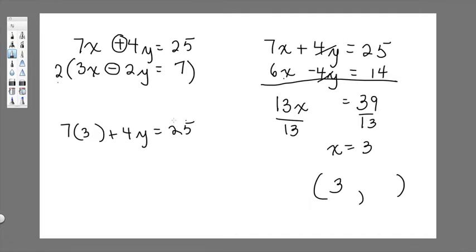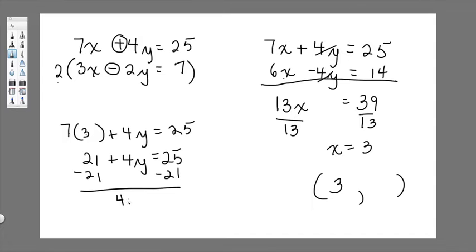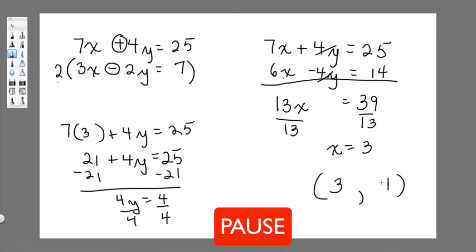And let's see what we get. 7 times 3 is 21. Subtract 21 from both sides so that I can get the y's all by himself. So I get 4y equals 4. Divide both sides by 4, so y is equal to 1. And that's my answer. So take a second, pause the video. When we come back, I'm going to clear off the slates and then I'm going to get rid of the x's so that they cancel.